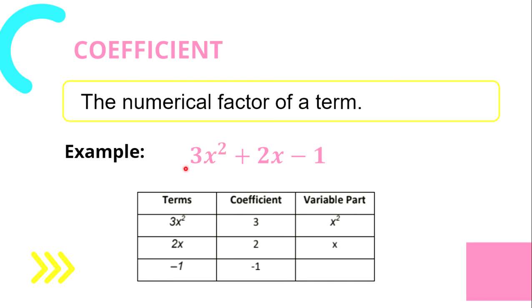So the coefficients here are the numerical factors. In the first term, the numerical factor, or the coefficient, is 3, and this one is the variable part. In the second term, the coefficient is 2. And the last term, the coefficient is of course negative 1. That's the numerical factor.